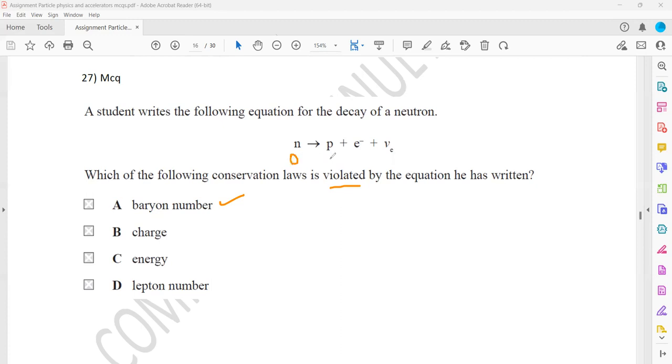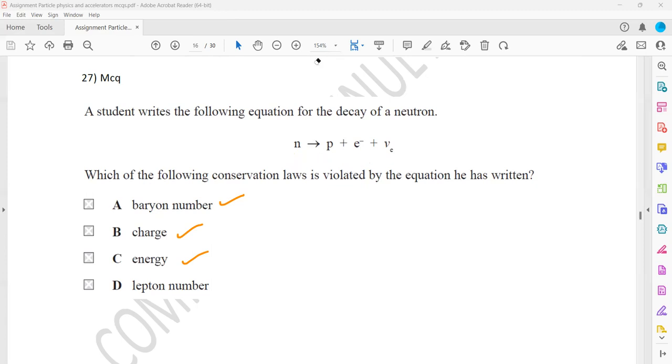The neutron is neutral, the relative charges are plus 1 and minus 1, and the electron neutrino does not have any charge. So charge is also conserved. There is nothing mentioned related to the energy. Definitely energy or momentum will be conserved. Then we check the lepton number.